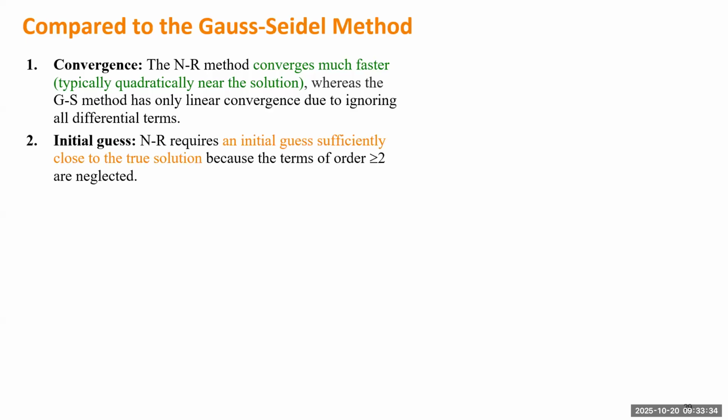The second aspect, we want to compare the initial guess. The Newton-Raphson method also requires an initial guess which is sufficiently close to the true solution. But here, when we say sufficiently close, it's slightly different from the Gauss-Seidel method. Gauss-Seidel method doesn't utilize any gradient information. So sometimes from an initial guess, which route we can go to has some uncertainty.